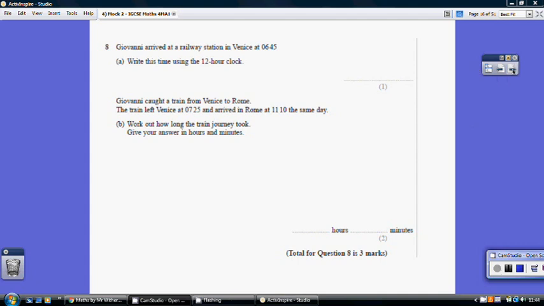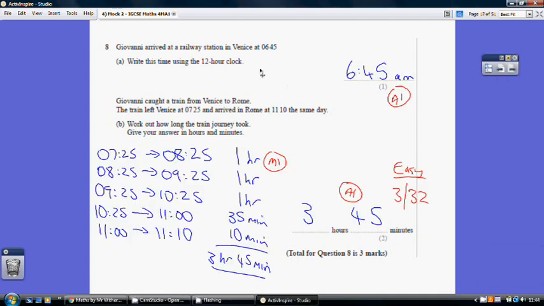Question 8. So writing 06:45 using the 12-hour clock, well, it's 6:45 in the morning, so that's 6:45 AM. Now we've got to say how long it is to go from 7:25 to 11:10. Now many ways of doing this. As long as you can get 3 hours 45 minutes, I don't mind.